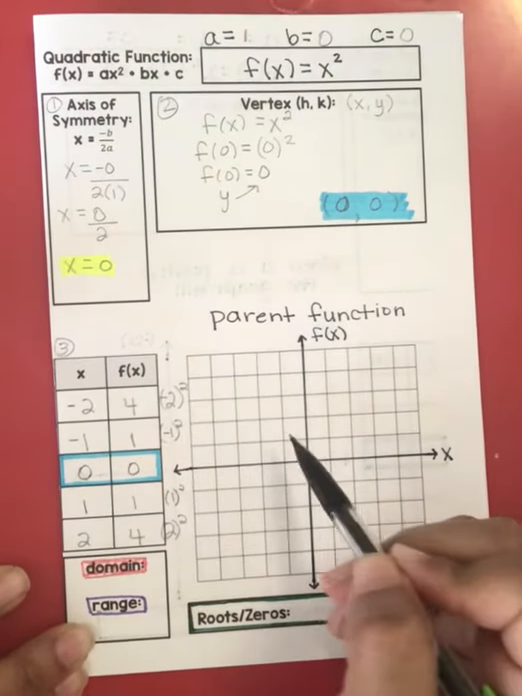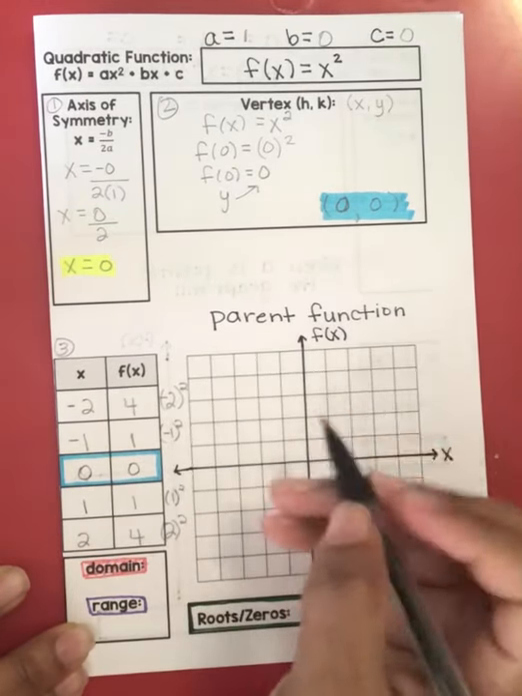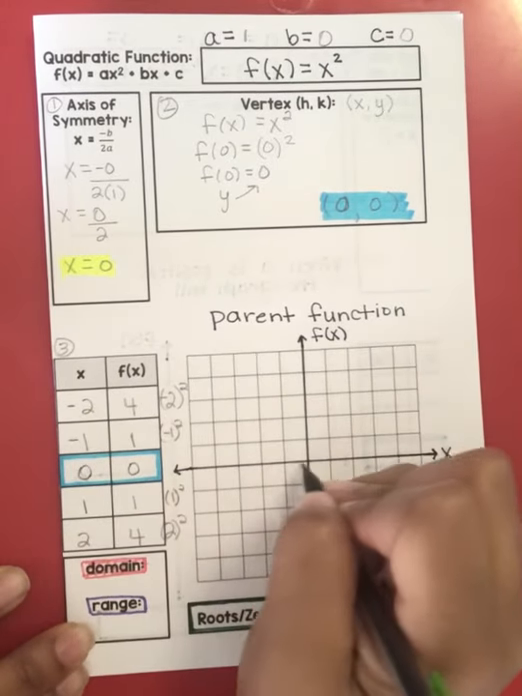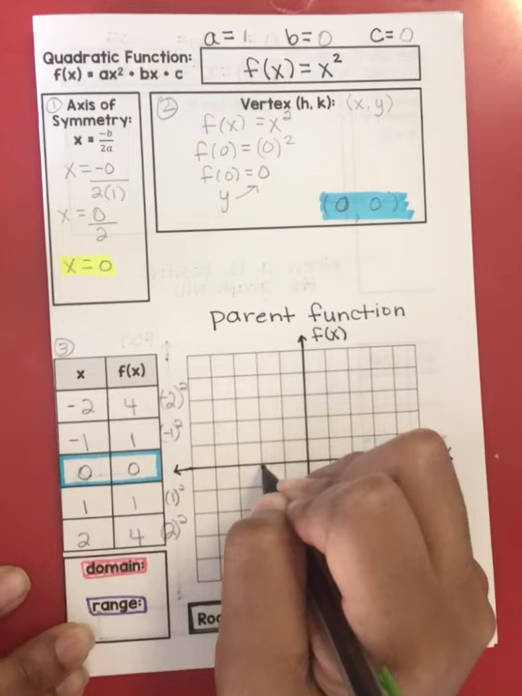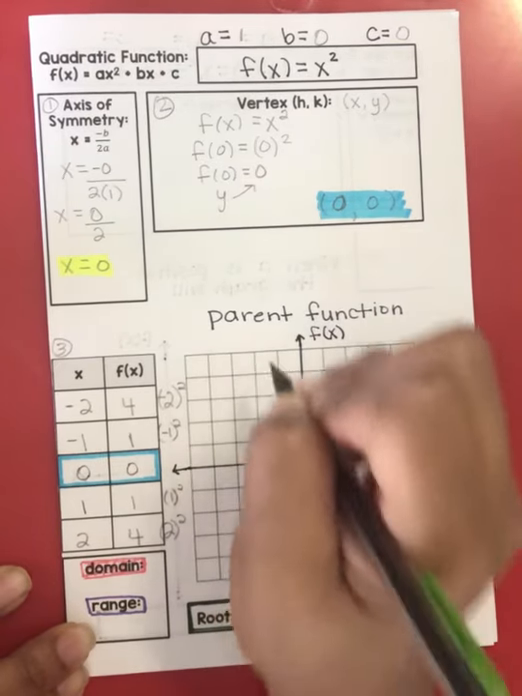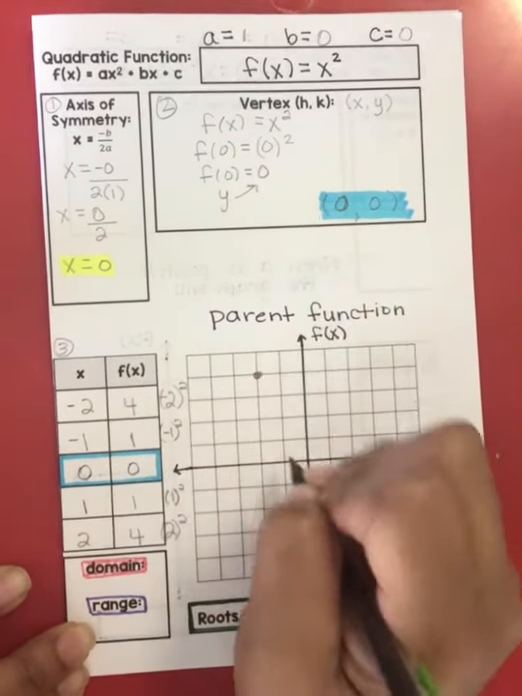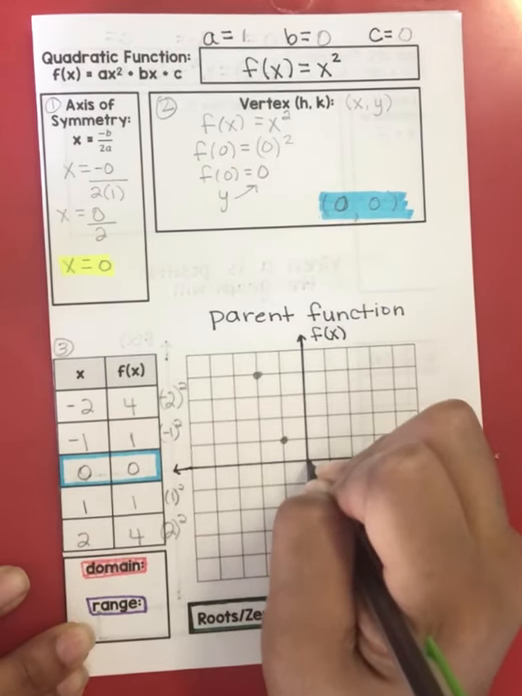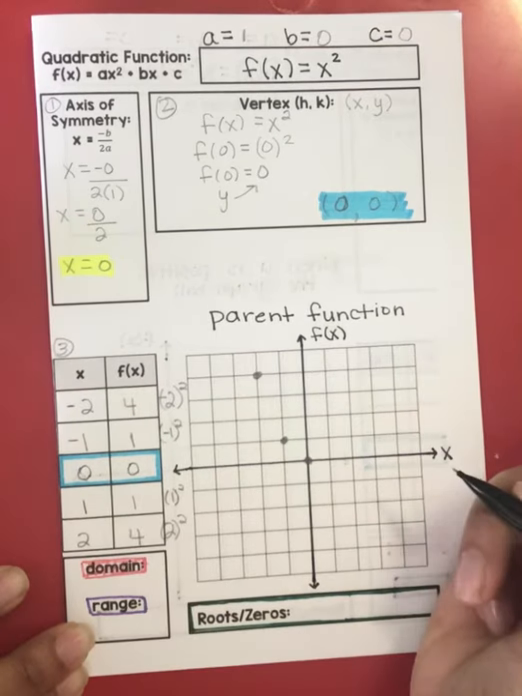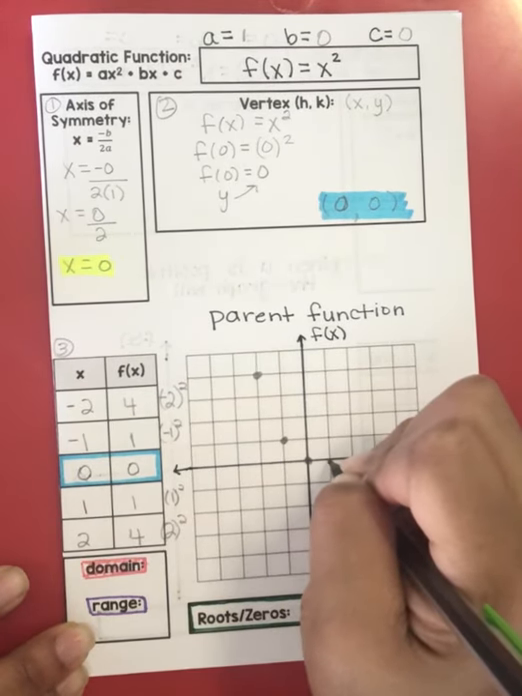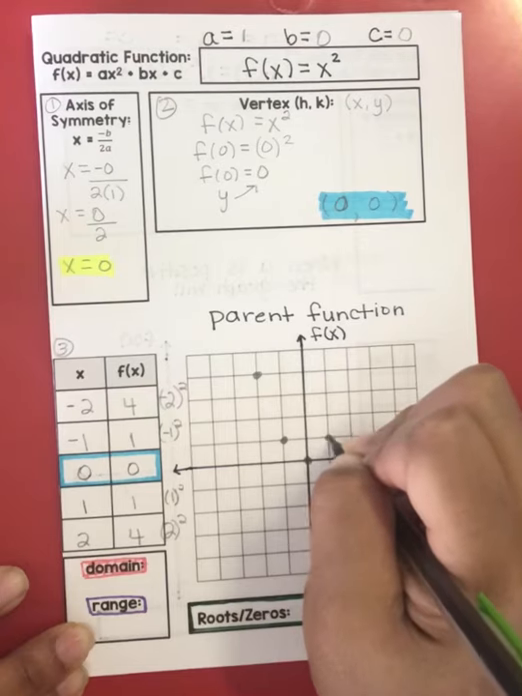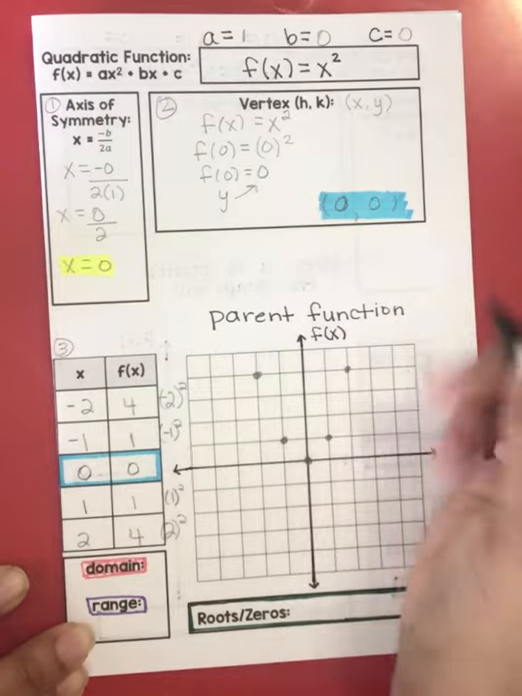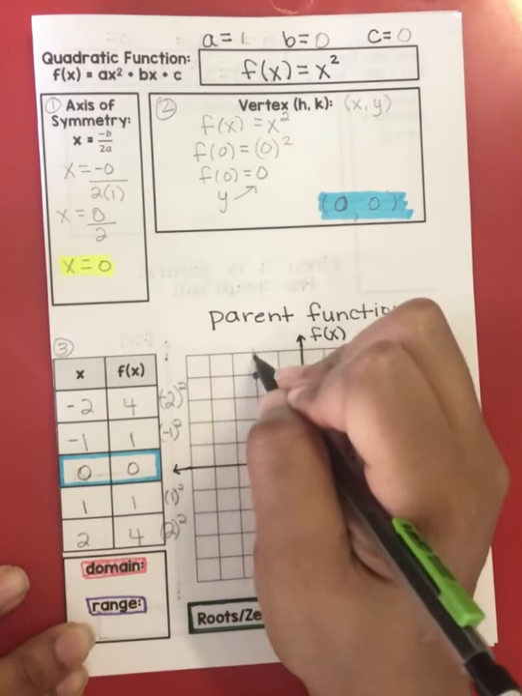All right, now let's plot these points. My first point is negative 2 and 4. So that's negative 2 for x and a positive 4 for y. Negative 1 for x and a positive 1 for y. My vertex, which is 0 for x and 0 for y. I have 1 for x and a positive 1 for y. And I have 2 for x and a positive 4 for y. Now let's connect these dots so we can see the shape of our parabola.